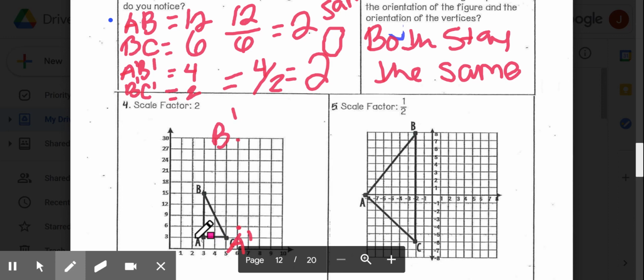And C is currently at 5, 3. So if I multiply 5 times 2, my x is 10. When I multiply that y value, 3 times 2 is 6. So my new ordered pair is 10, 6. And I can go ahead and make my point here. This is going to be C prime. So we can connect that to make our triangle.